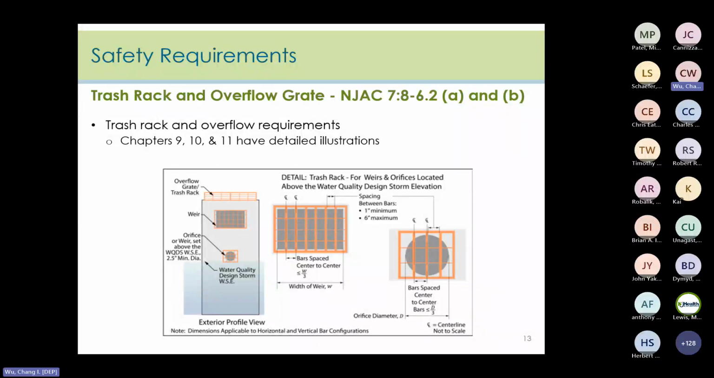And for the small scale GI BMPs, you may see that those big trash racks may not be applicable for those situations, and we do have other alternative ways to meet the rule requirements. So please check out those chapters.